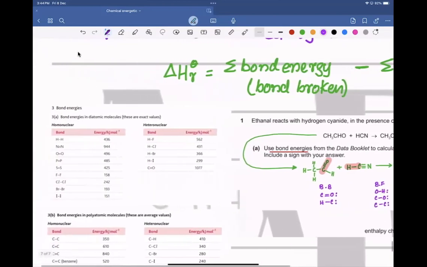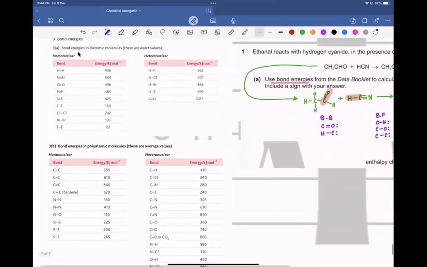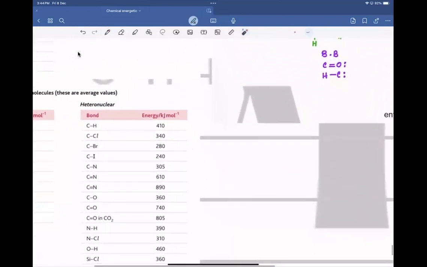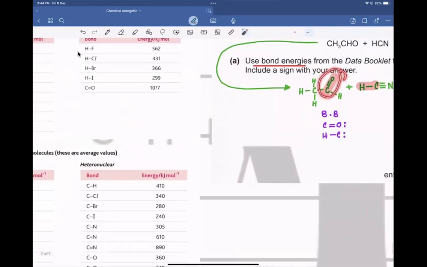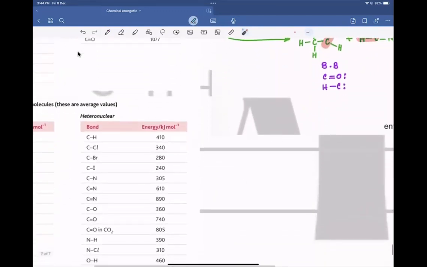Okay, now have a look. If you see over here, there is a C double bond O and there is a C double bond O in CO2. So here this C double bond O is not in CO2, right? So I am going to take this value, which is 740.